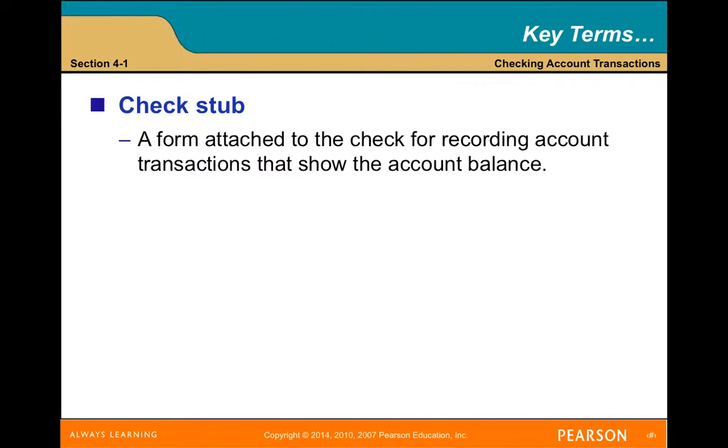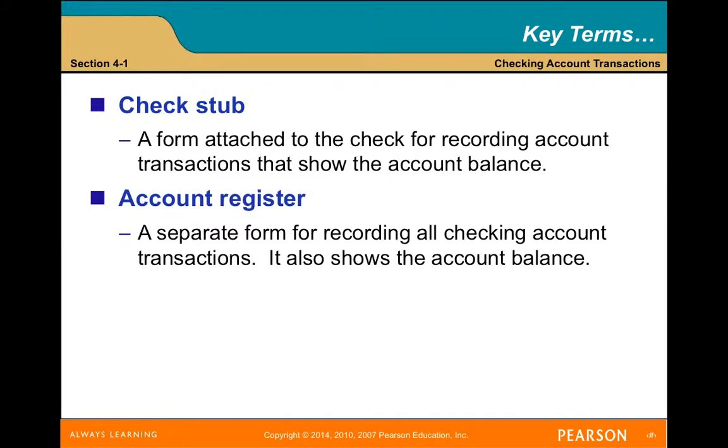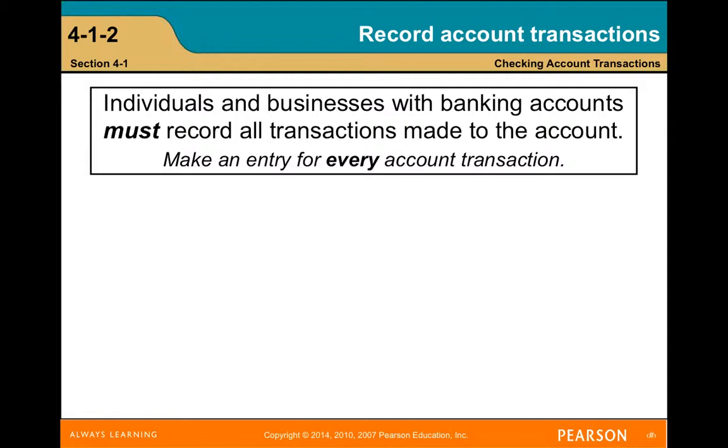So here's some more key terms. A check stub is a form attached to the check for recording account transactions that show the account balance. The account register is a separate form for recording all checking account transactions. It also shows the account balance. Individuals and businesses with banking accounts must record all transactions made to the account. Make an entry for every account transaction.